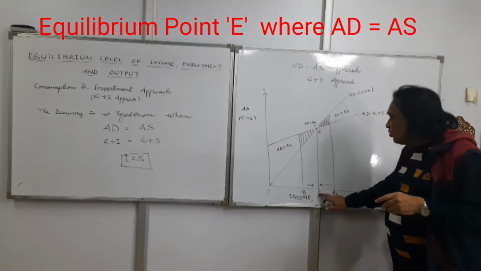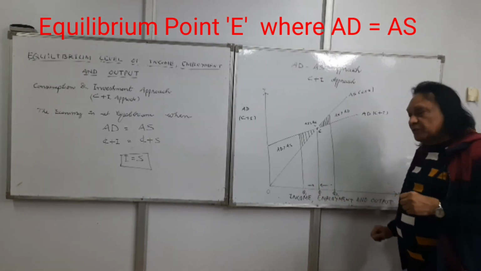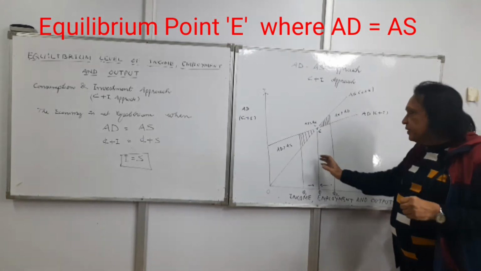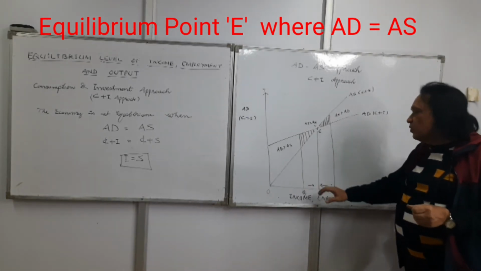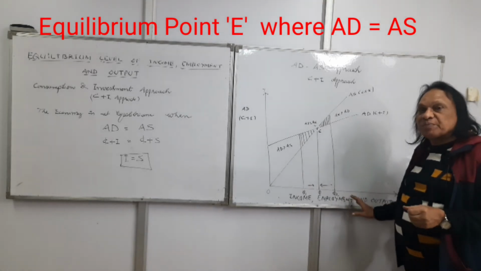So by producing OQ level of output, we get the equilibrium level of income, employment and output. Why can the economy not be at equilibrium before the OQ level of output? Why can't it be at equilibrium after the equilibrium level of output?